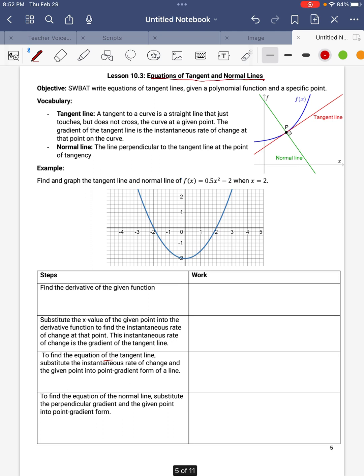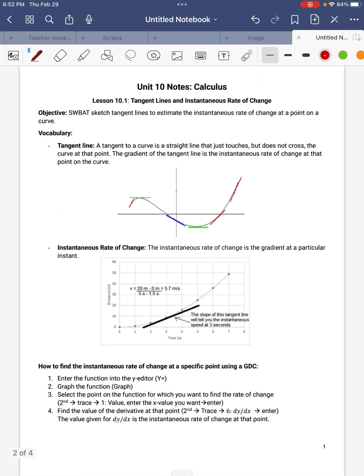So, previously, we learned that tangent lines can be used to estimate the rate of change on a curve. So here's some examples of tangent lines. You have more examples of tangent lines earlier on in your notes. So we have all these tangent lines.